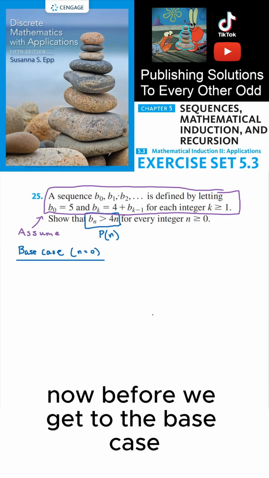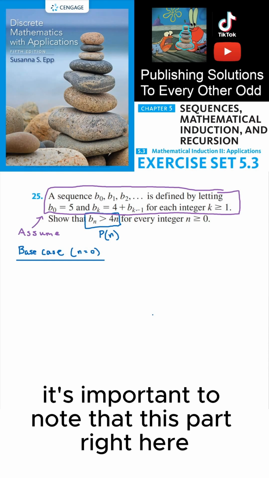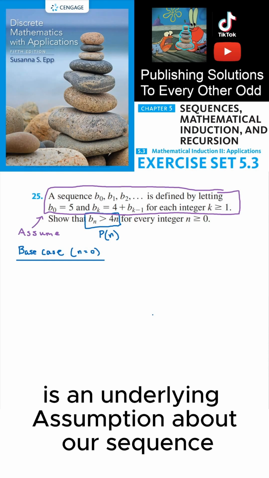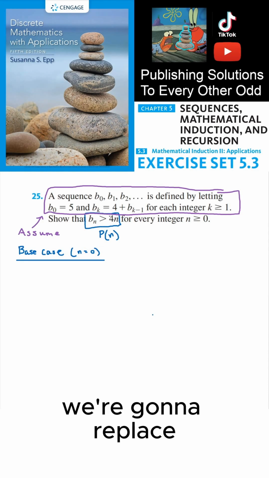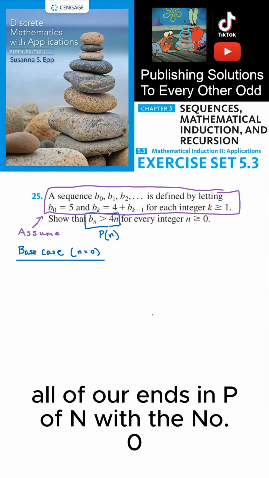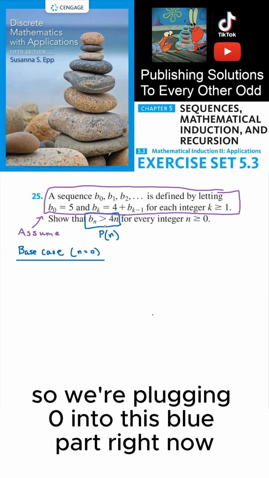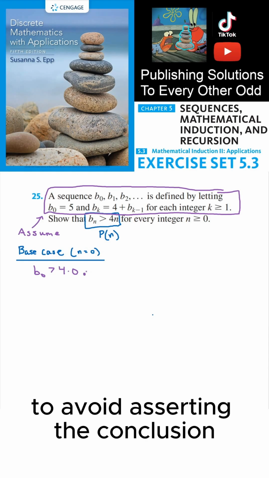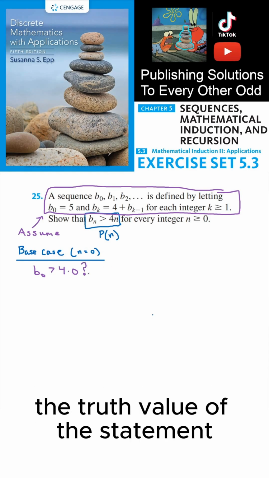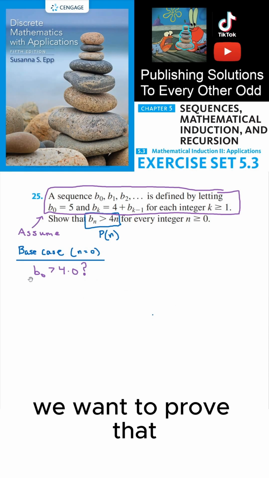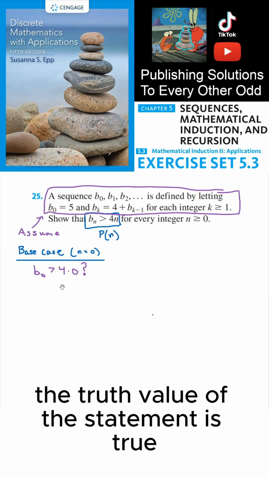Before we get to the base case, it's important to note that this part right here is an underlying assumption about our sequence. Now, for the base case, we're going to replace all of our n's in P of n with the number 0. So we're plugging 0 into this blue part right now. To avoid asserting the conclusion, I'm going to add a question mark so that I don't assert the truth value of the statement. We want to prove that the truth value of the statement is true.